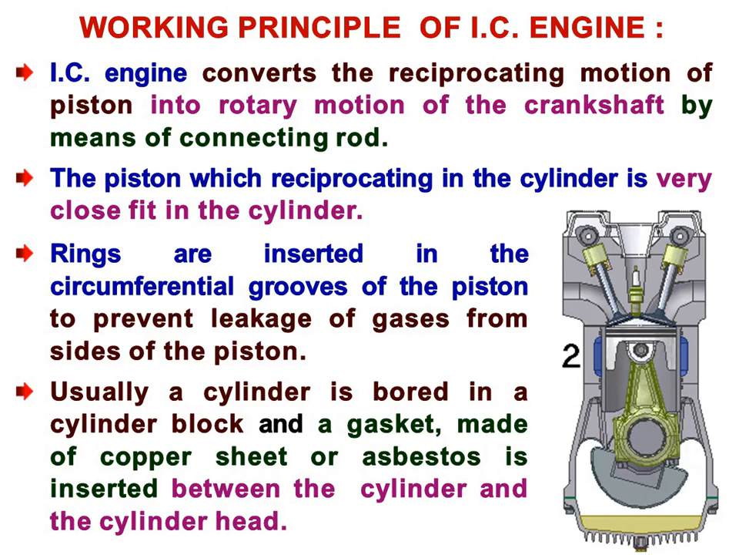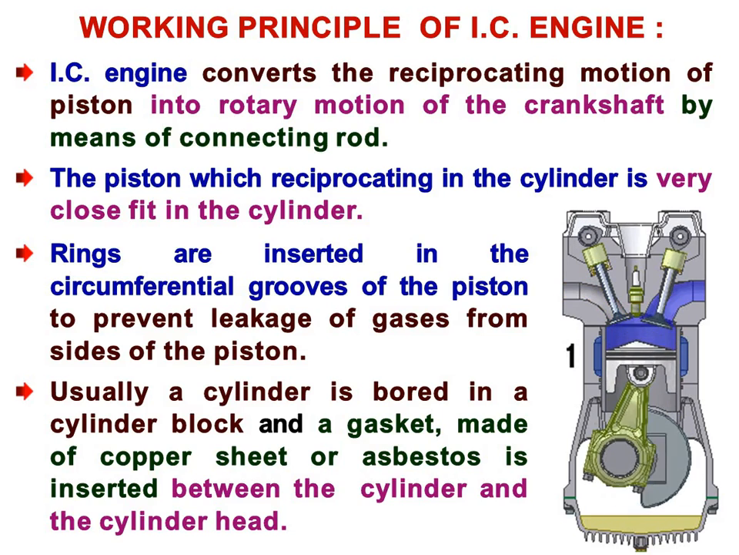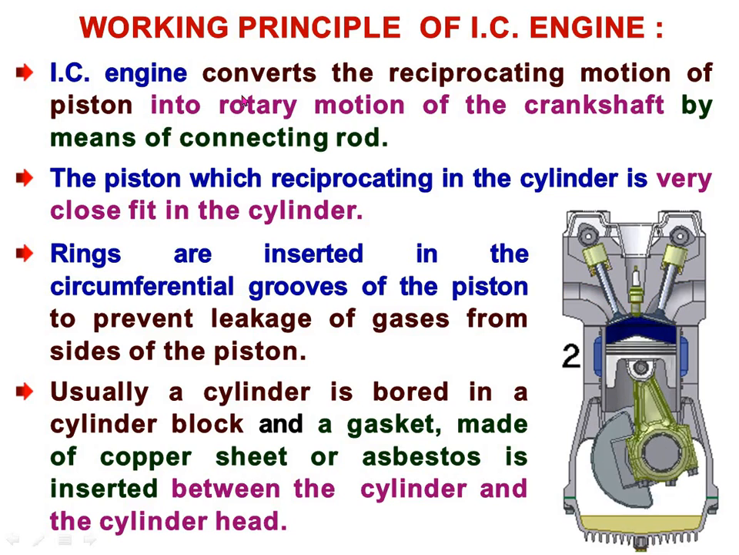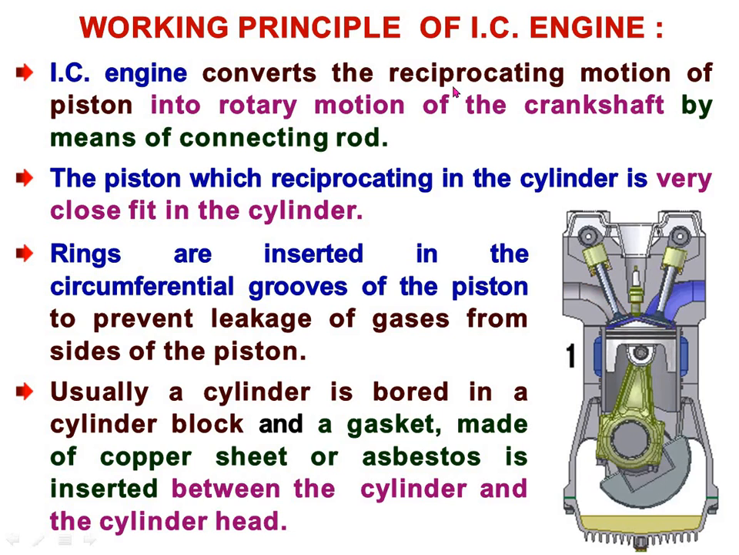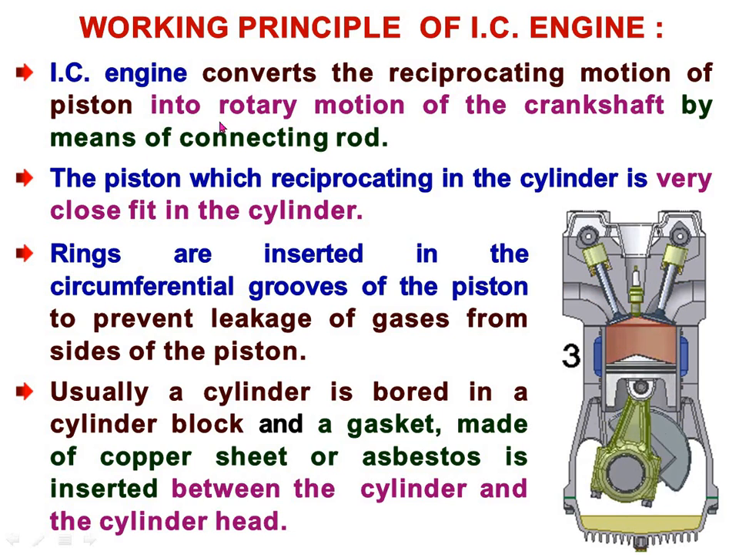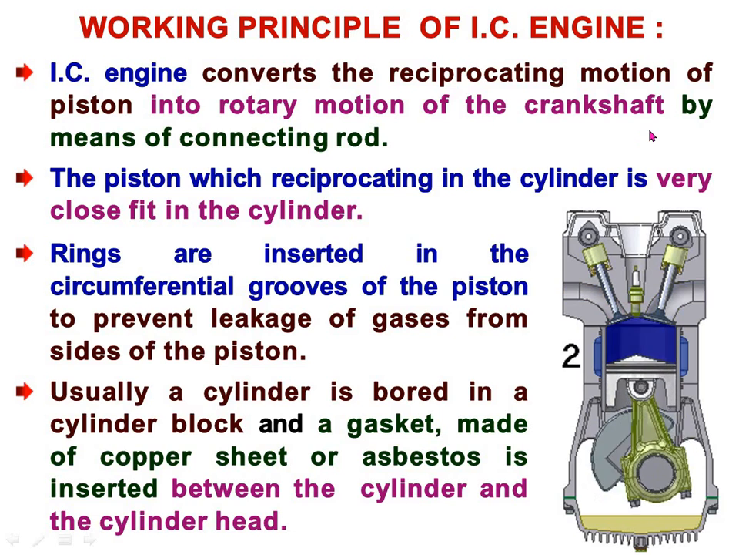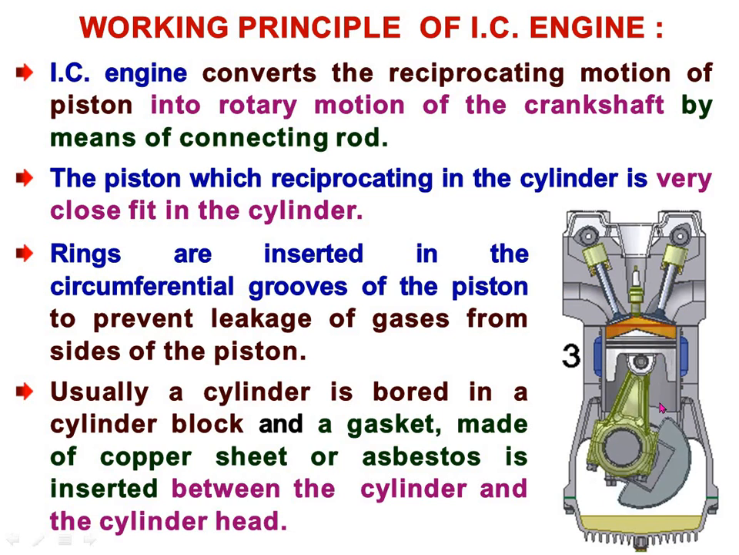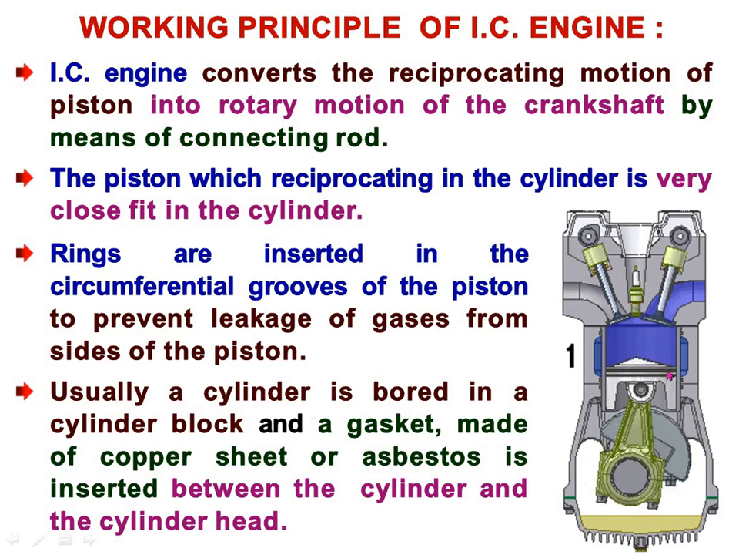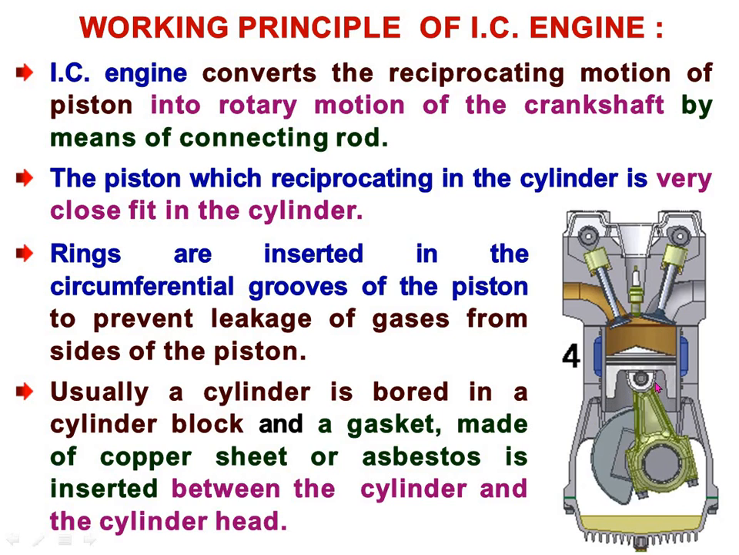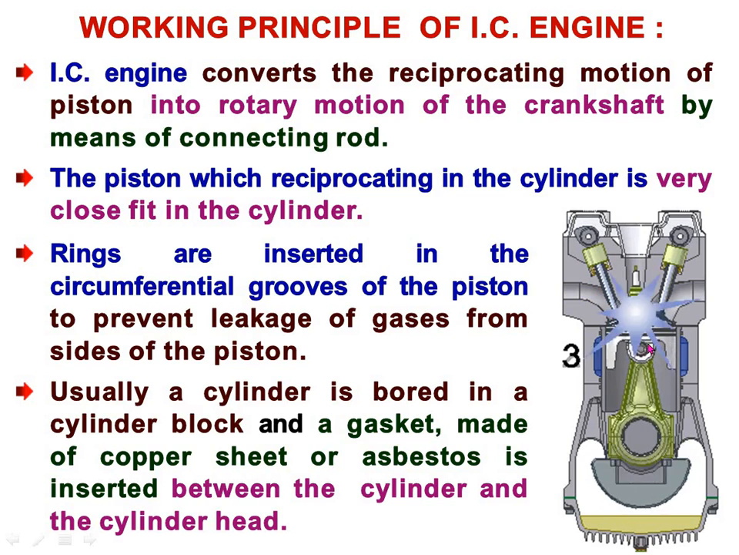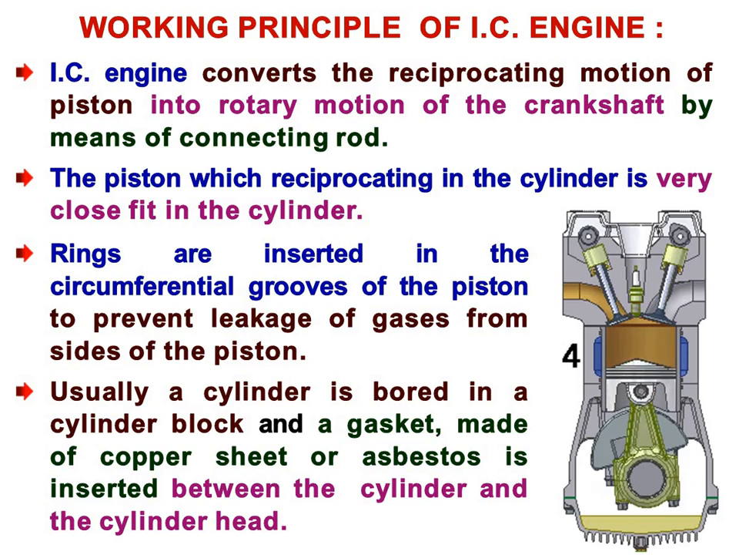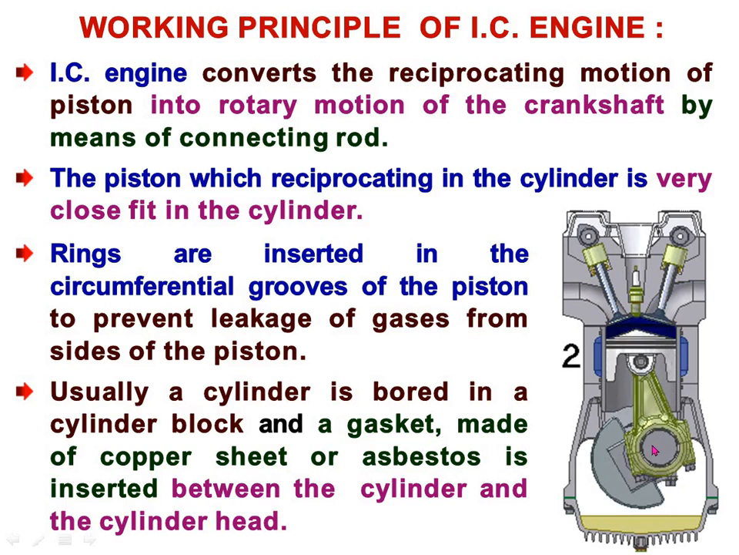Now we will see the working principle of the IC engine, the general working principles of the IC engine. We know that the IC engine converts the reciprocating motion of the piston into the rotary motion of the crankshaft by means of the connecting rod. See here, the piston moves in the cylinder in a reciprocating manner, and whatever power is generated during the power stroke is transmitted to the crankshaft via this connecting rod.